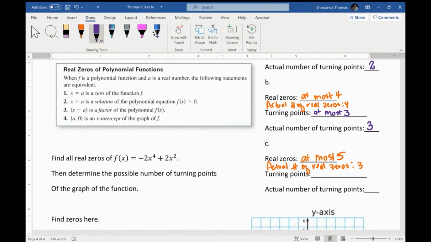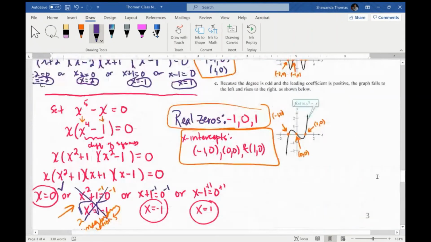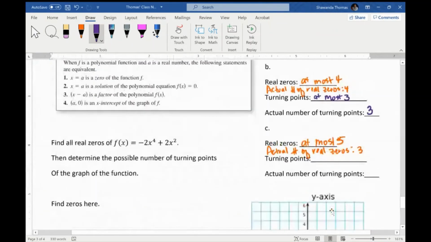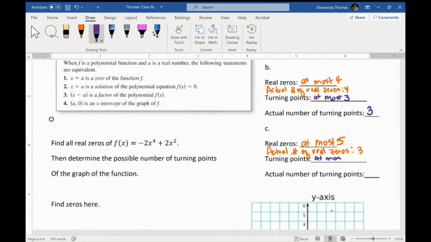I want you to look back at C now and tell me what the maximum number of turning points was and what the actual number of turning points was. What is the maximum number you could possibly have and what was the actual number? At most 4, maximum. And actual is 2. Oh, at most what again? At most 4. Yes, and actual is 2. Okay, you write that down. At most 4 and actual was just 2.